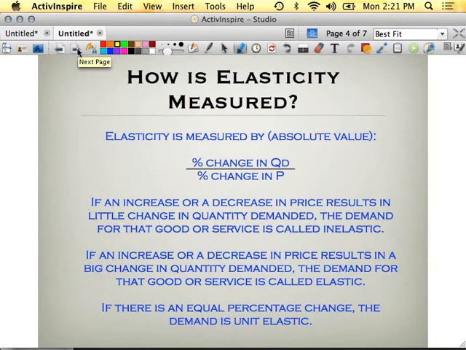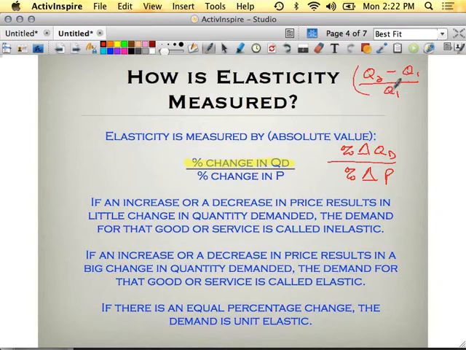So how is elasticity measured? You guys, this is the equation you need to know. Percent change in quantity demanded over percent change in price. And so unpacking that, it looks like this, right? I'll draw it out. Percent change quantity demanded over percent change in price, which is Q2 minus Q1 over Q1 divided by P2 minus P1 over P1. And you'll notice this here, absolute value. All these numbers would be negative, so we drop the minus sign.